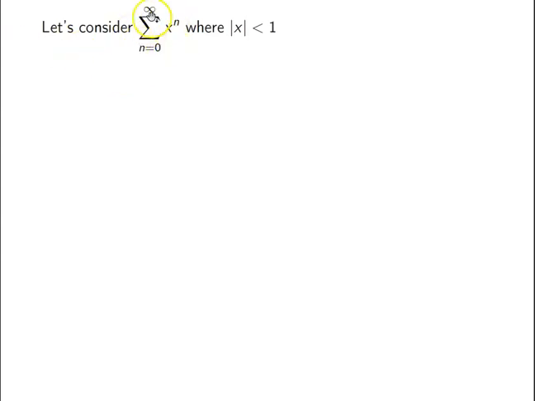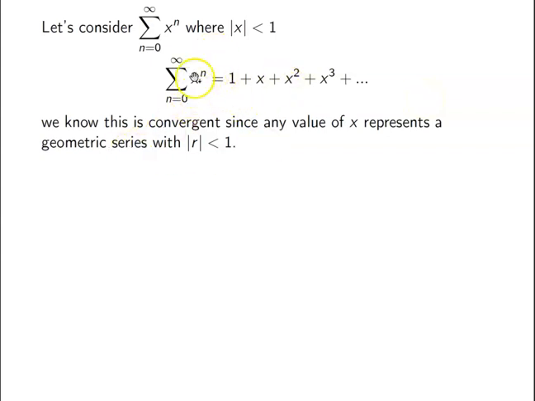So let's consider a power series. Our coefficients are all 1. We're starting at 0 and going to infinity. Here, we're looking inside an interval between 1 and -1. The 1 is not included, so our x value here is less than 1. Remember that this is pretty much the same thing as a geometric series. If we write this out term by term, we have 1 plus x plus x squared plus x cubed and so forth. And this converges whenever the absolute value of x is less than 1, right? So it represents a geometric series.